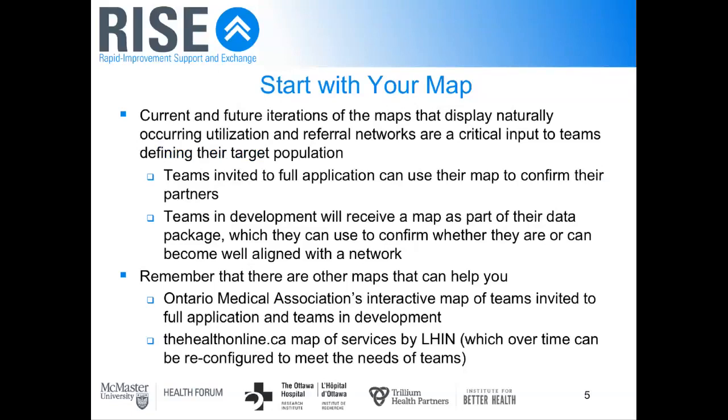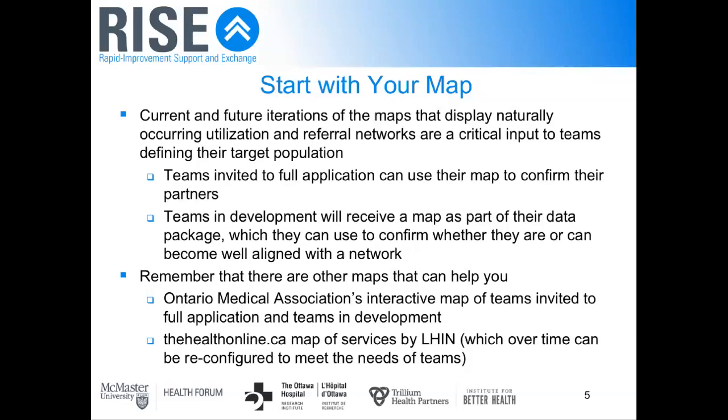So I'm sure that you've either heard us or others say that the maps that display naturally occurring utilization and referral networks are a critical input to teams defining their target population. The key thing about these utilization and referral networks is they reflect where Ontarians are currently obtaining care and where their providers are currently based and to which hospitals they refer for admissions. So the nice thing about working with these networks is they reflect where Ontarians are currently going for care.